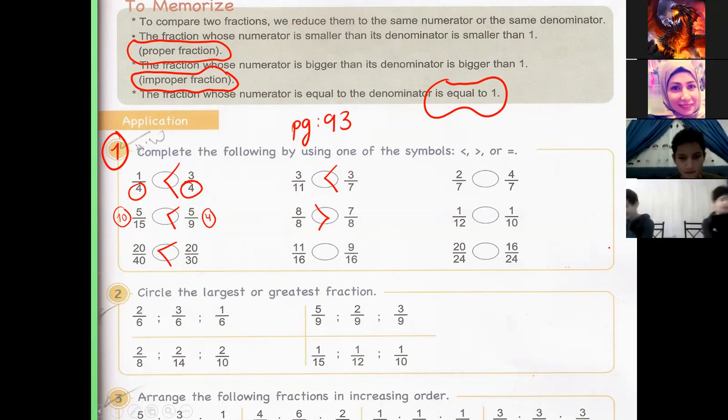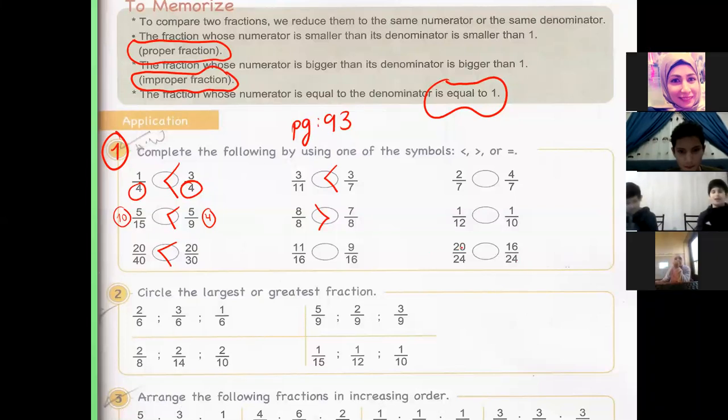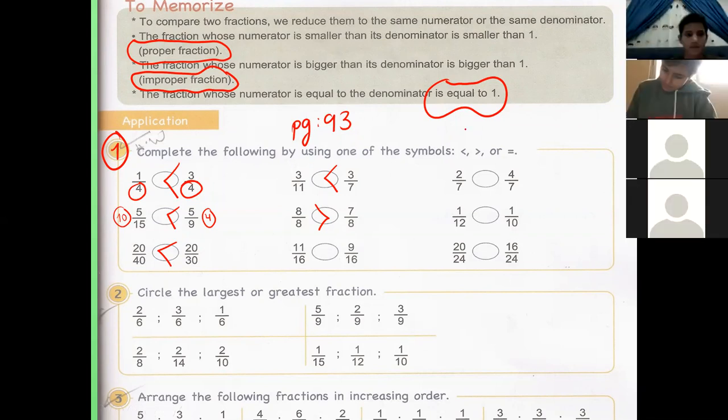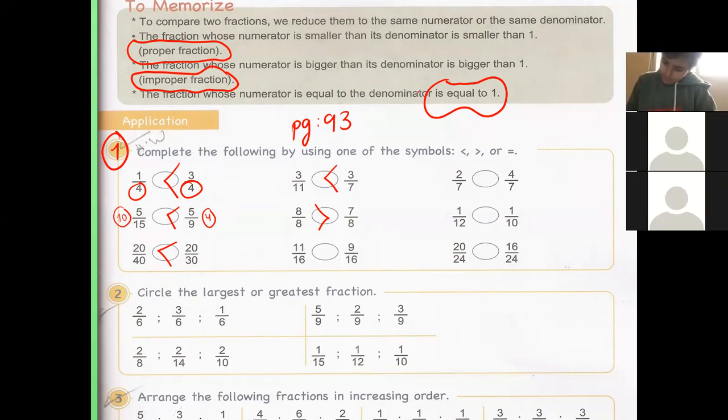Miss, when the down is the same and the up is different, 8 is bigger than 7, so the fraction is bigger than 7 over 8. Yes, also this is another way. Bravo, Haitham. We still have one way.